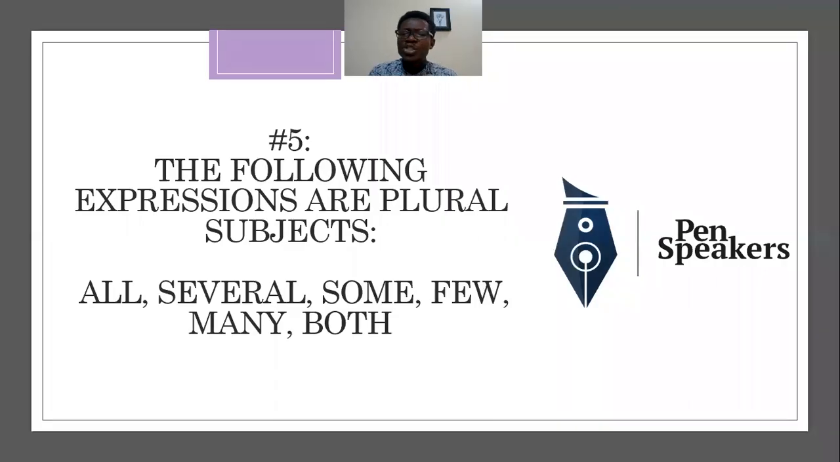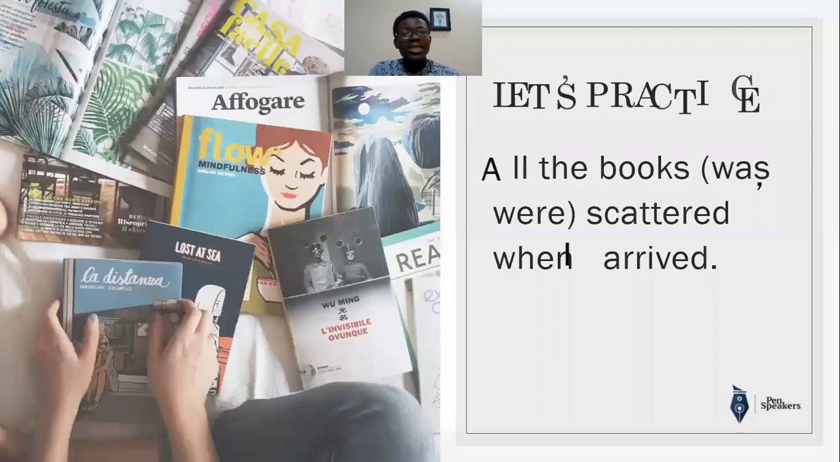Okay, good. Now, trick number 5. The following expressions are plural subjects. Expressions like all, several, some, few, many, both. They are plural subjects. Where you have them in sentences will definitely be plural, and they will take a plural verb.